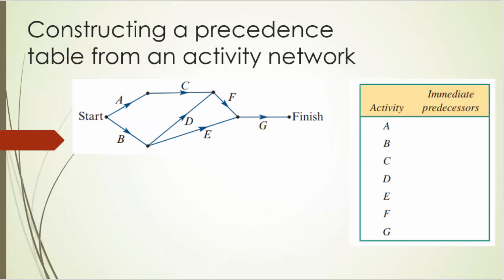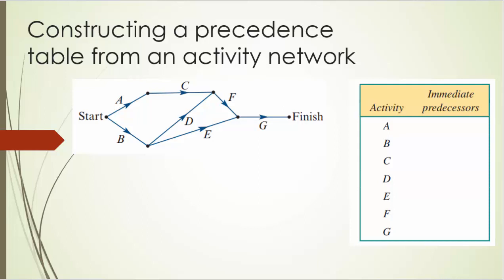Two skills. One is to be able to produce a precedence table given an activity network, and the other will be the other way around. You'll be given a precedence table and asked to produce an activity network. Let's look at this one first of all. What we're going to do is fill in the table on the right.